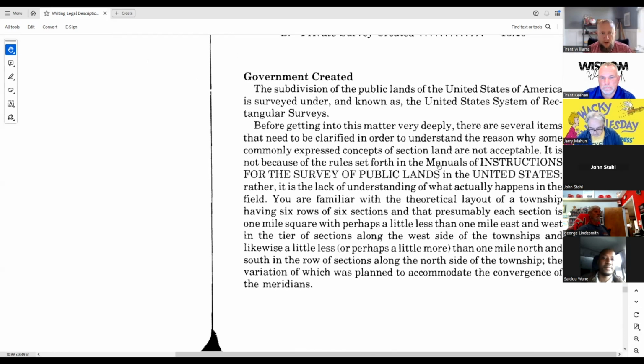And then Trent's got up here on the screen the most important thing: Instructions for the Survey of Public Lands in the United States. And there might be special instructions for the areas in which you live. When I was doing some stuff in Iowa, I actually have copies of 2 or 3 of the special instructions for the area of Iowa and how they laid that out. And as they went west, those instructions kind of ripened and they got more precise or more localized, till we got probably out more to the West Coast where it was pretty streamlined.